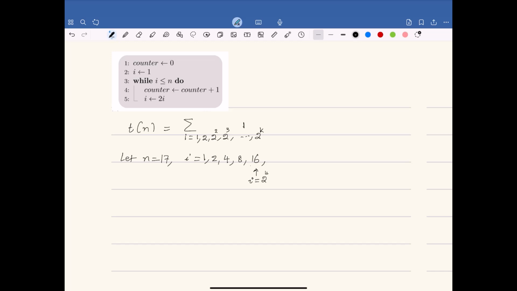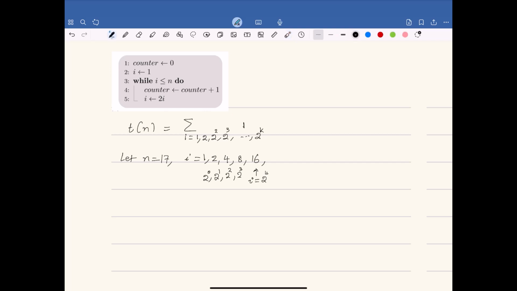So how is 4 related to the number of iterations? This is for the first iteration, this is for the second iteration, third, fourth and fifth. So when n is equal to 17, this loop will go 5 times. So how is it related to the power? Notice that 1 is 2 to the power of 0, 2 is 2 to the power of 1, 4 is 2 to the power of 2, 8 is 2 to the power of 3, and finally 16 is 2 to the power of 4. Since this represents the first iteration, second iteration, third iteration, then we can find the number of iterations from the power of the values of I.